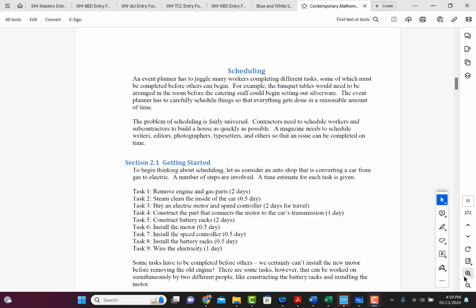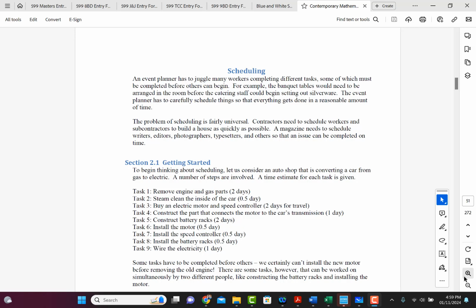Task 3, buy an electric motor and speed controller, 2 days for travel. Task 4, construct the part that connects the motor to the car's transmission, 1 day. Task 5, construct battery racks, 2 days. Task 6, install the motor, half a day. Task 7, install the speed controller, another half day. Task 8, install the battery racks, half a day. And task 9, wire the electricity, a day.